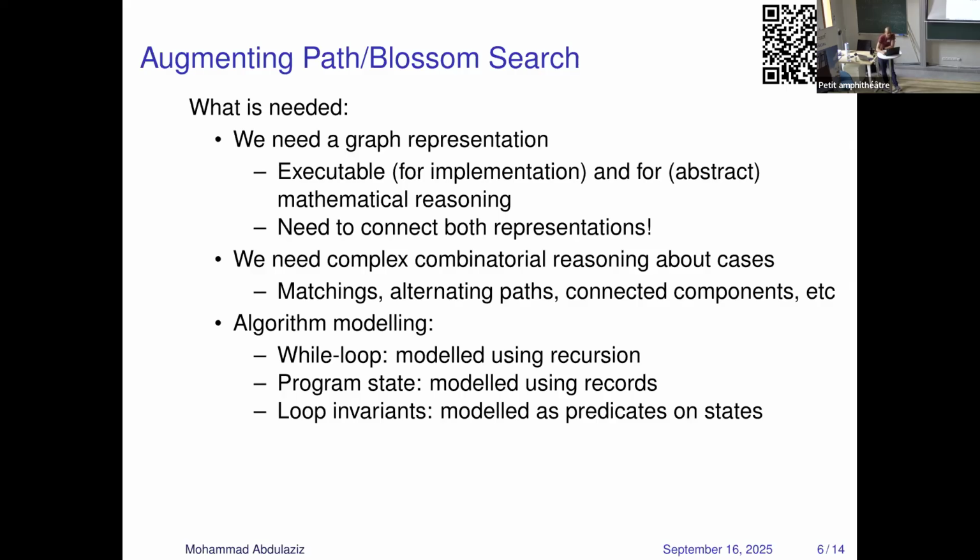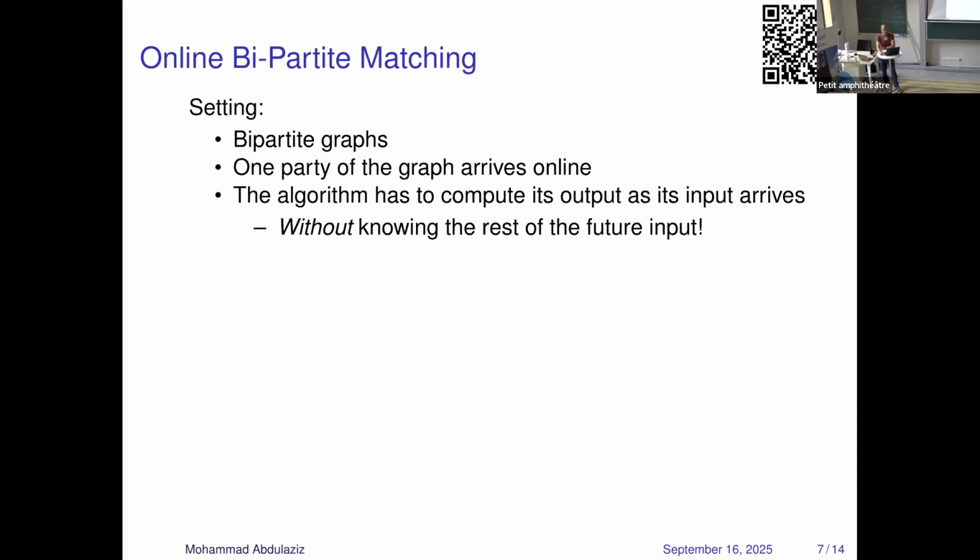You also want lemmas and reasoning principles that handle a lot of combinatorial reasoning about cases, for example, connected components of a graph, or matchings or alternating paths. And of course, you need a way to model the algorithm, as you were asking a second ago. How do you actually model the algorithm? In our case, we just modeled it as a recursive functional program. The program state we modeled using records, and loop invariants are simply Isabelle predicates on those records or states. But there are better ways to model programs with different pros and cons.